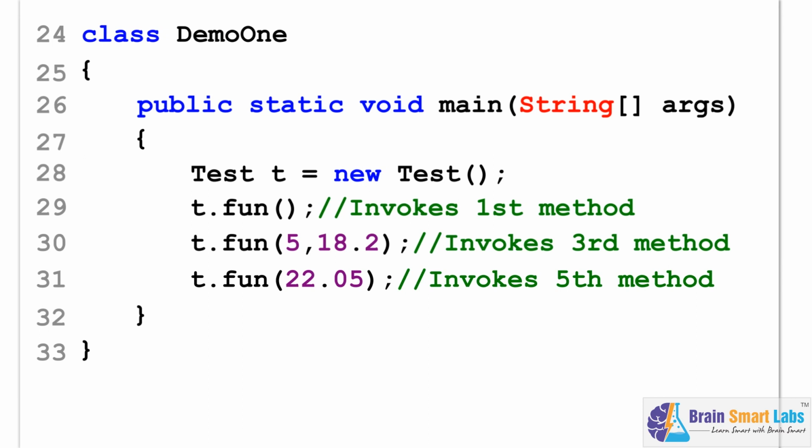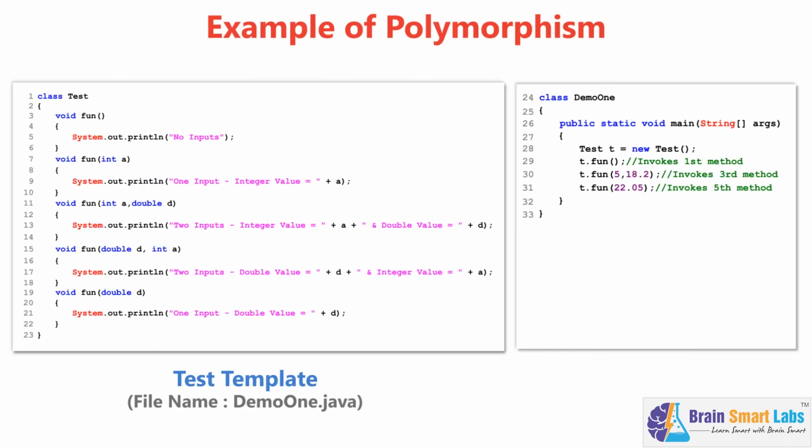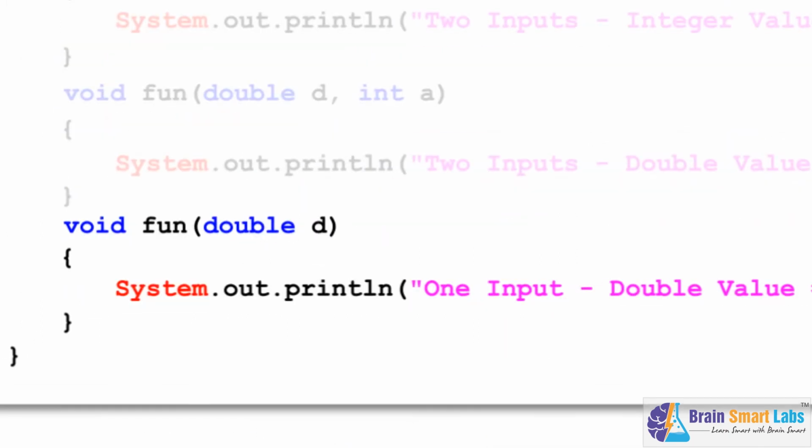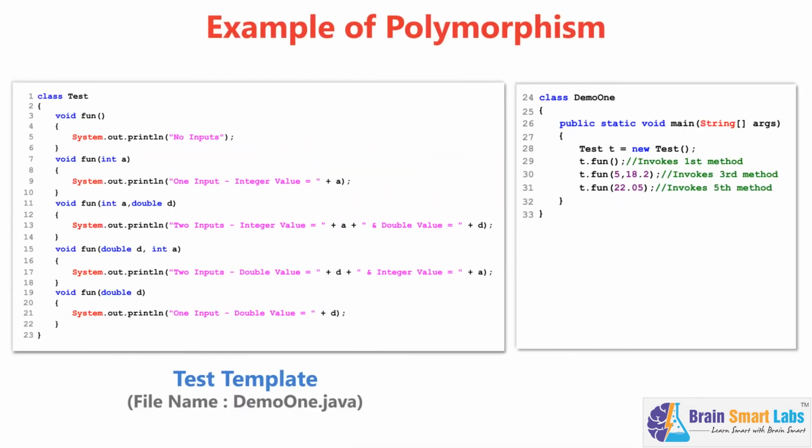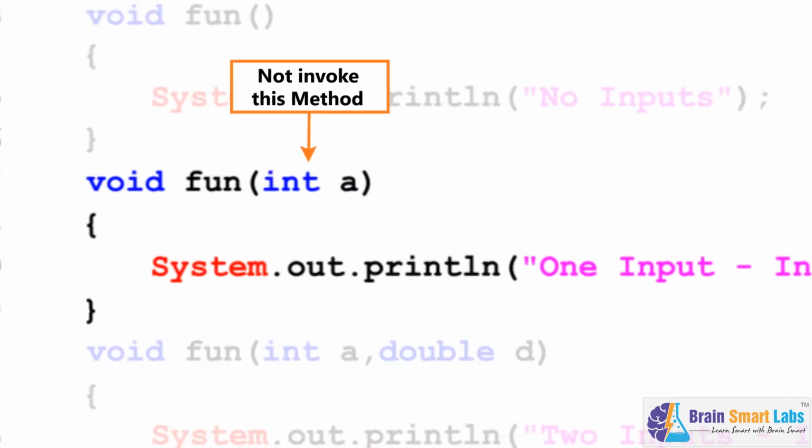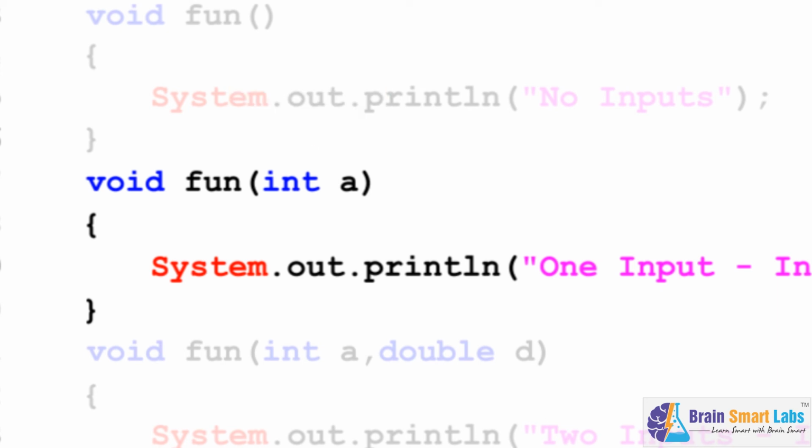In our method invocation t.fun 22.05, the input we are passing to our fun method is of type double. This invocation triggered only our last method here because of a simple reason. The value of 22.05 matches with the data type double in the following fun method. This dictated the JVM to invoke only the last fun method and not the one which is present above, even though both methods are having only one single input parameter.